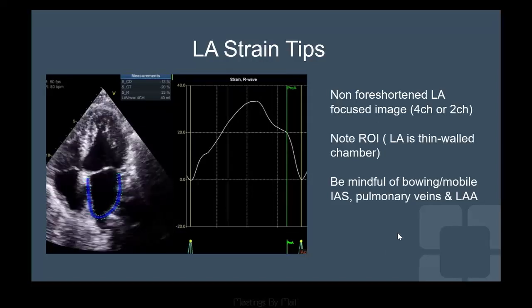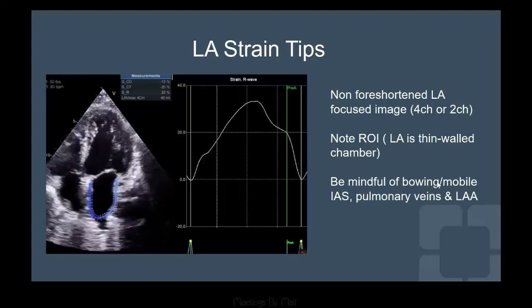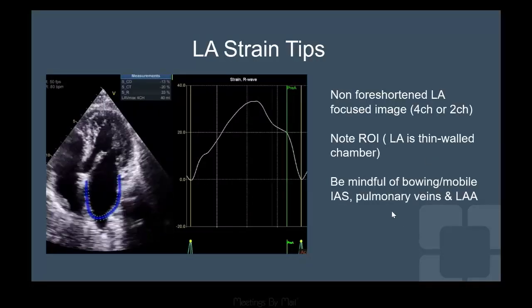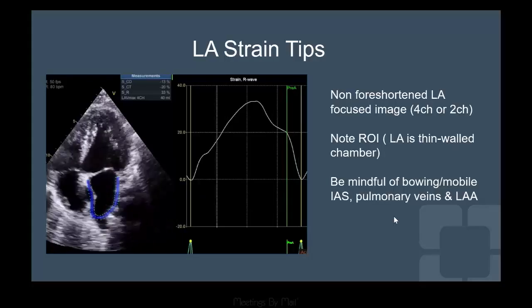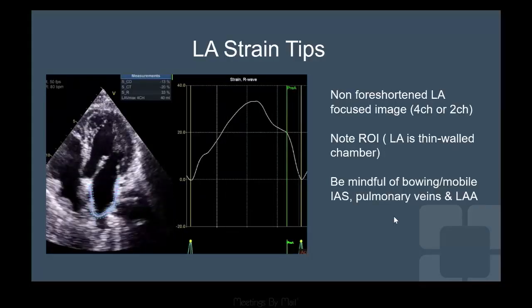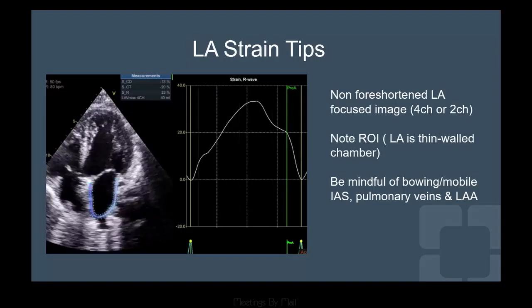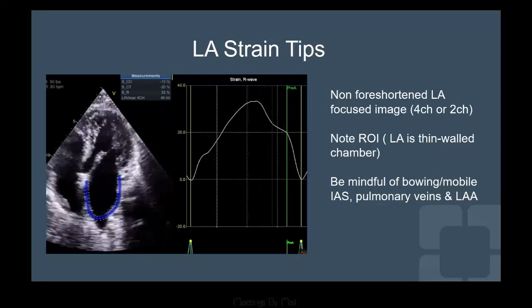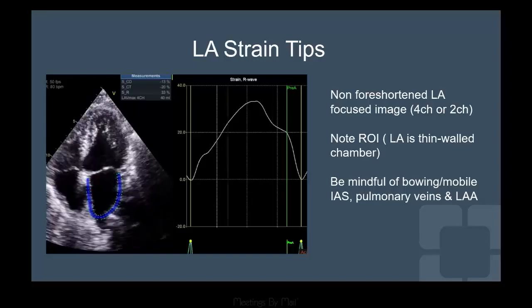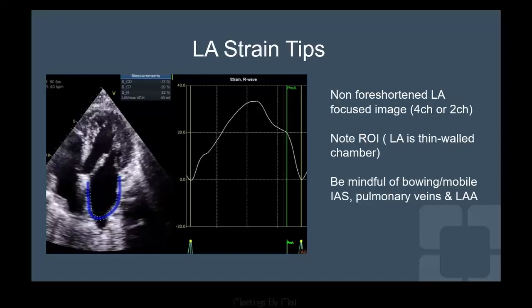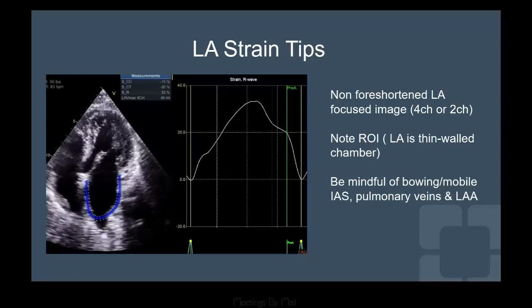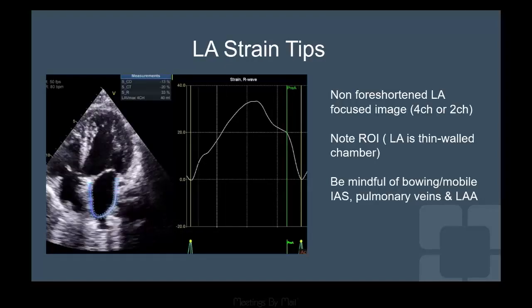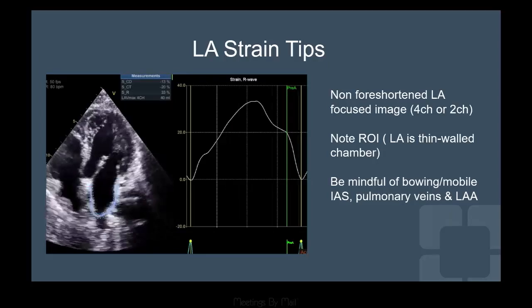And then be mindful there's other little pathology things that can pop up. You have bowing and mobile interatrial septums, as Jared asked about pulmonary veins, and then the left atrial appendage can pop in and out as well. Notice the strain curve basically looks like a pulmonary vein. If you look at the big S wave, the D wave, and the atrial reversal, it's very similar to pulmonary vein flow.